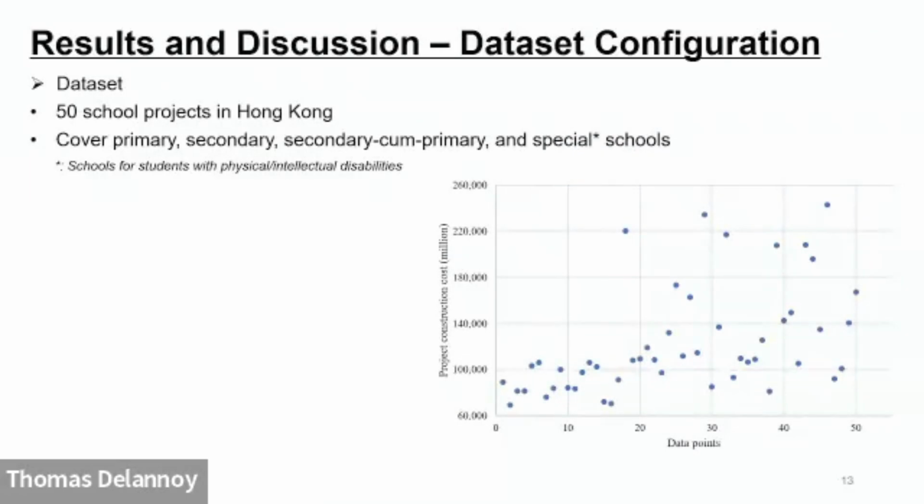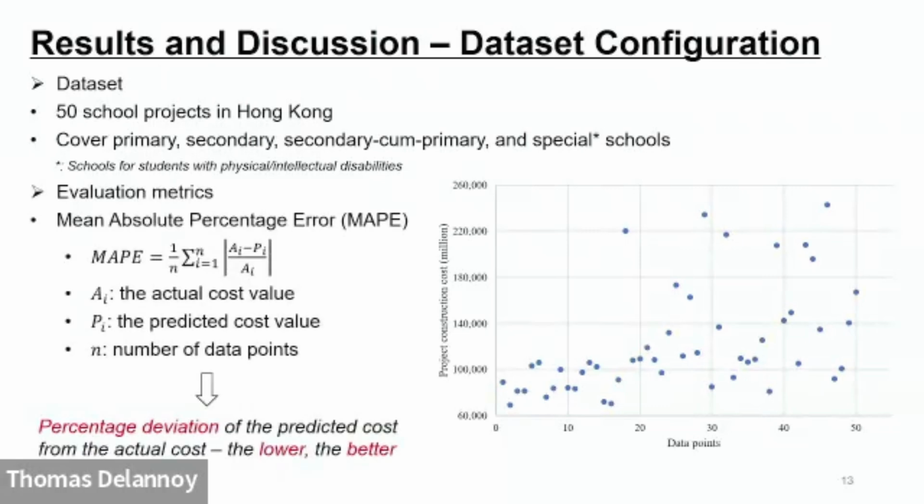For illustration, we use a dataset in Hong Kong, which covers different kinds of schools. For evaluation, we adopted the mean absolute percentage error, which means the percentage deviation of the predicted cost from the actual cost. So here, the lower value means that we have better model performance.